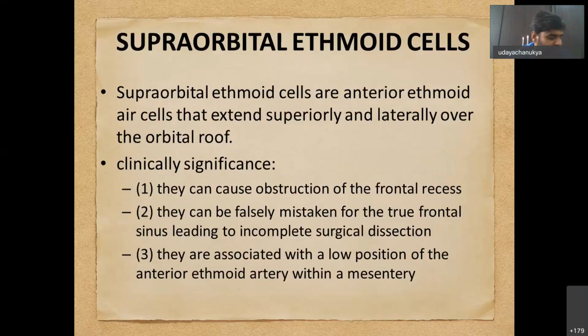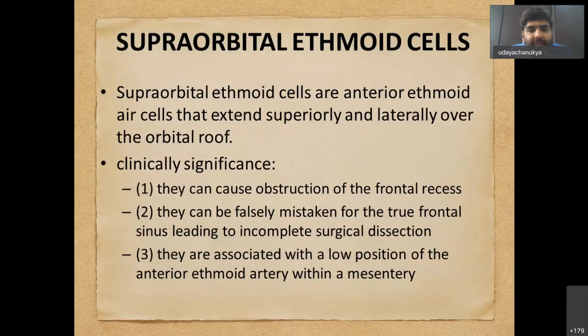Supraorbital ethmoidal air cells are clinically important, the supraorbital air cells and suprabullar ethmoidal air cells. Suprabullar ethmoidal air cells, as the name suggests, are the anterior ethmoidal air cells that extend superiorly over the bulla. Supraorbital ethmoidal cells extend superiorly and laterally over the orbital roof.